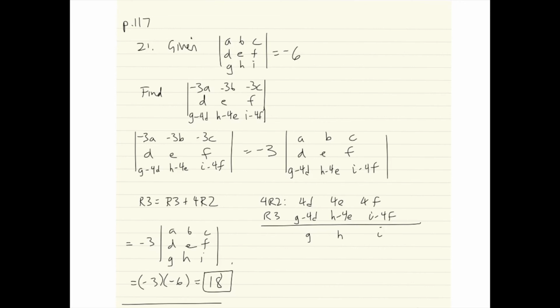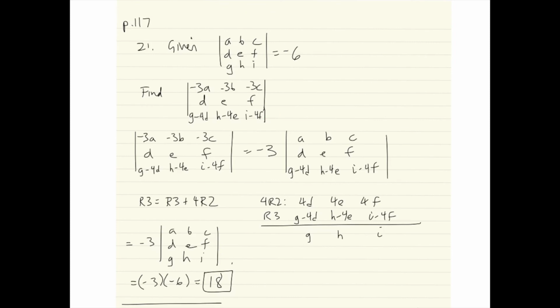And then we have to figure out how to get this row into GHI. Well, we can replace this row by adding to it 4 times DEF, the second row. And when we do that, we get this matrix that we were originally given. And we're told that this matrix has determinant -6, and so there you have it, the determinant of the matrix there is 18.